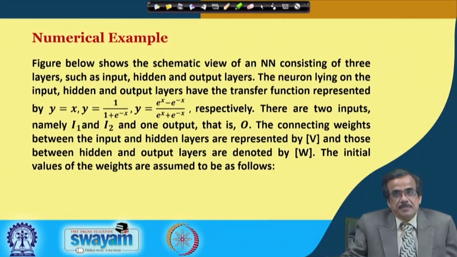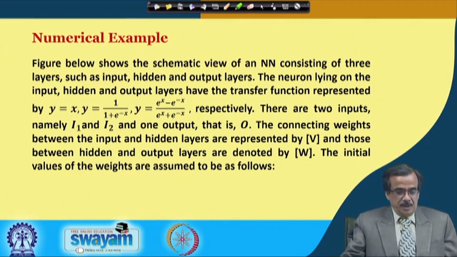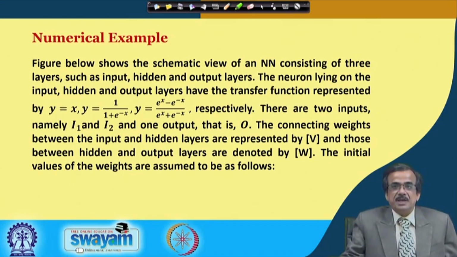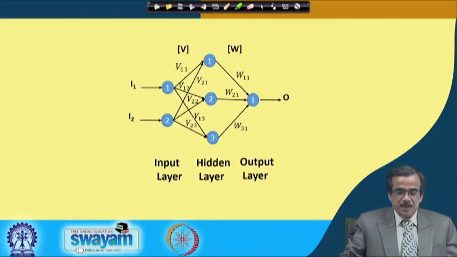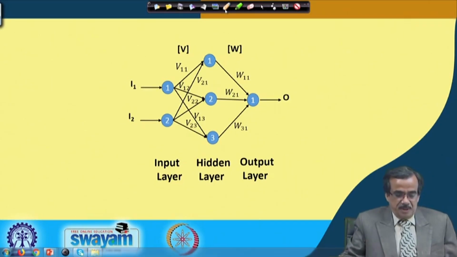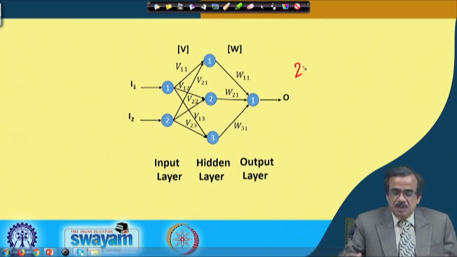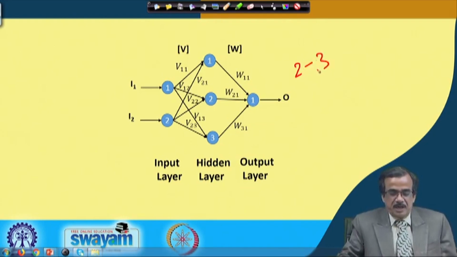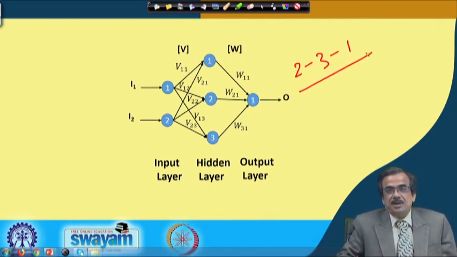Now, we are going to discuss how to solve one numerical example related to the multi-layered feed forward network. Here I am just going to show a small network. This network is a 3-layered network. On the input layer we have 2 neurons, on the hidden layer we have 3 neurons, and on the output layer we have 1 neuron. So, this is a 2-3-1 network.